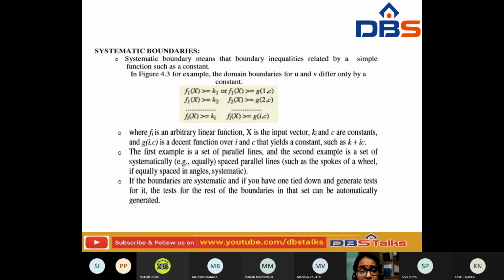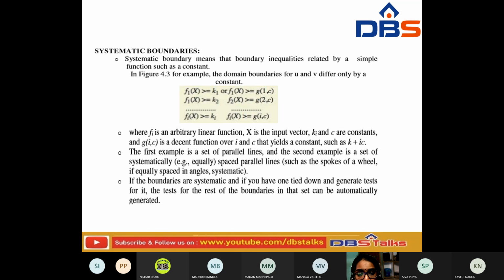If you are having some inequalities in the boundaries, we have to perform the simple function. We have to apply the function constant. Suppose if we are having two domains, we have to take the two functions. For that function we have to keep the constant k, such that from that we can generate another, such as k plus ic. Just like that we can generate another constant.